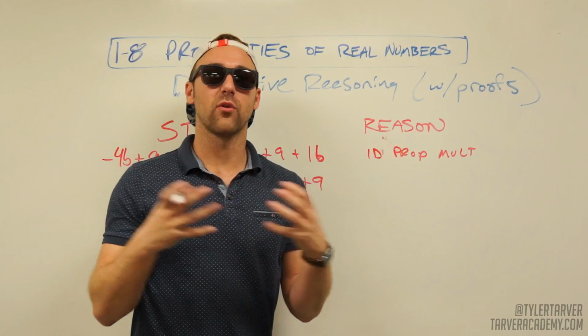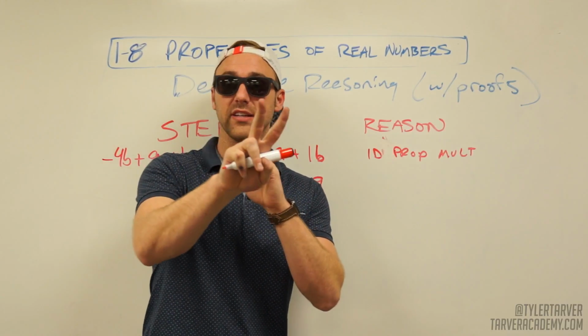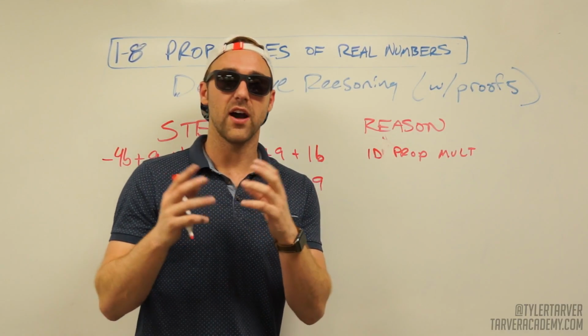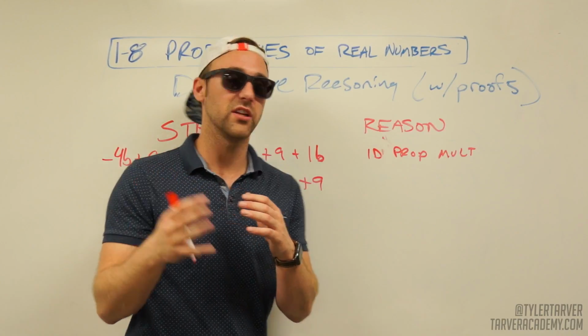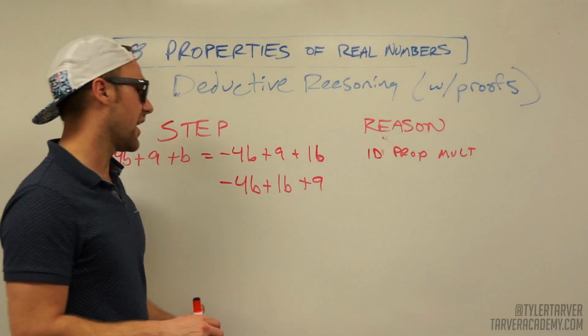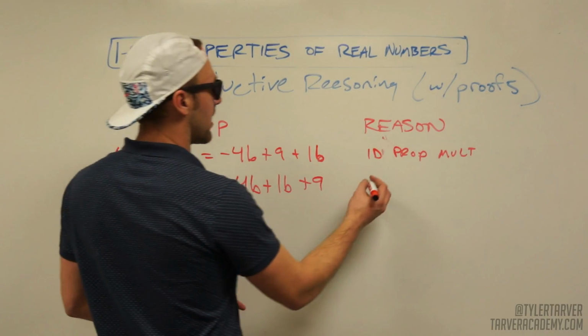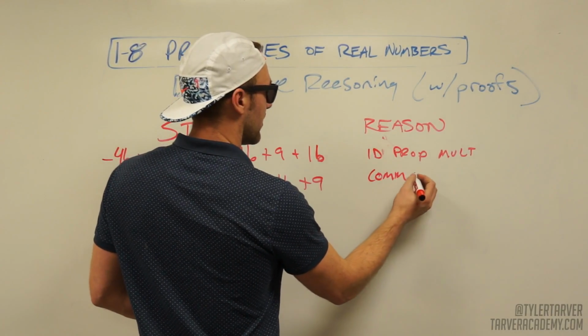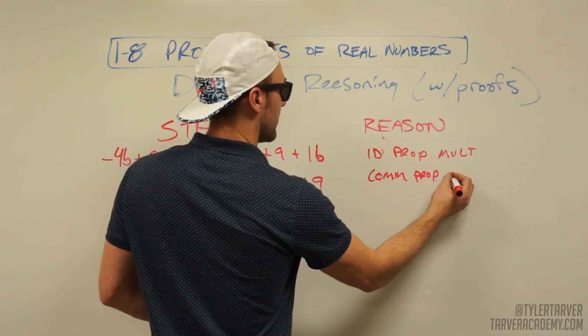And I'm just moving stuff around, so that's only moving 2 things around, which is commutative. If I'd have put 3 things in there, it would have been associative. You think, oh, well, there's 3 things there. I didn't move this, okay? I just moved that. So we're going to say that's the commutative property of addition.